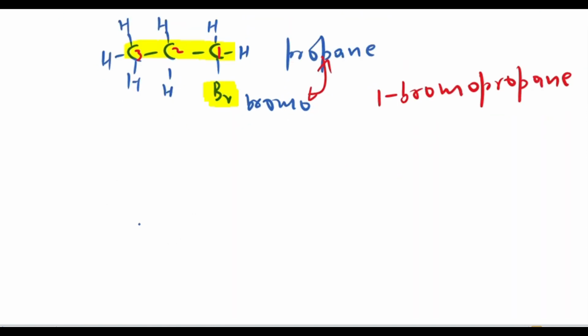Let's do another example. In this example I have 1, 2, 3, 4 carbon atoms. On number 2 on this side I have a chlorine. On number 2 on this side I have a bromine.